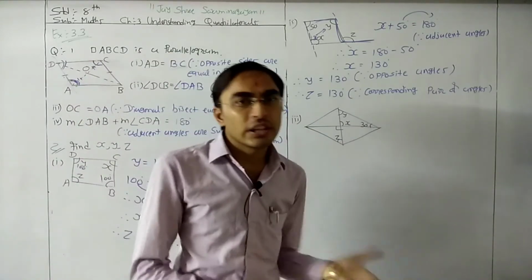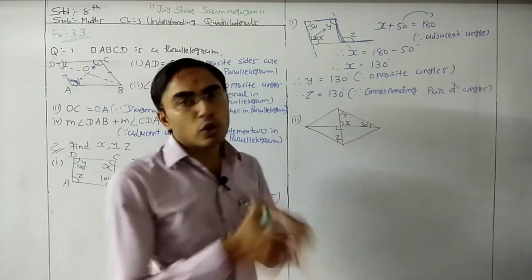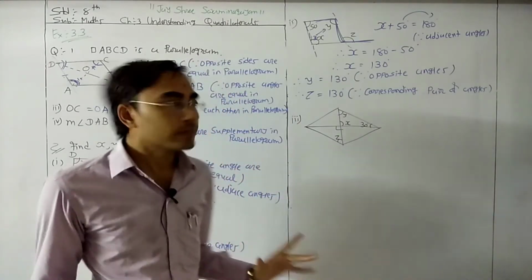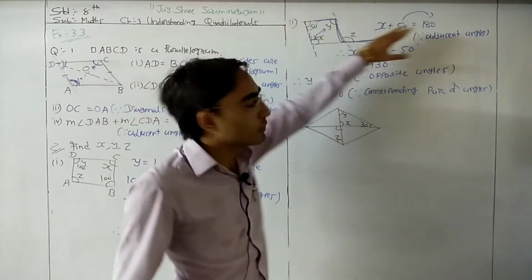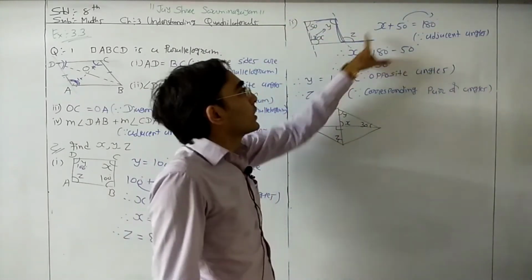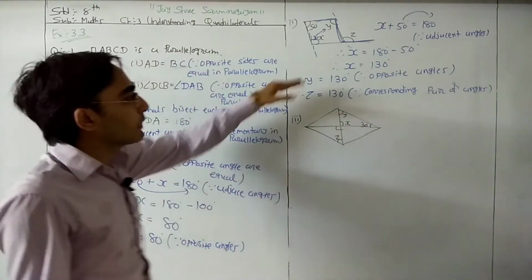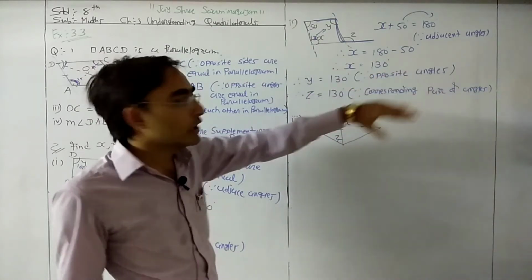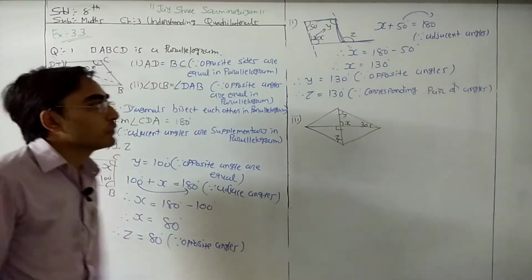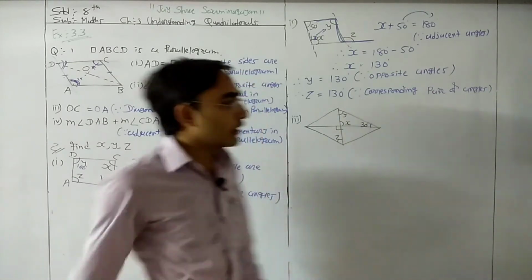So initially I already told you that we have lots of ways here. We can use any way. First of all I used this way: x plus 50 is equal to 180 degrees, adjacent angles. Transferring 50 to the right hand side, we get the value of x as 130 degrees. From that we can say that y is equal to 130 degrees because of opposite angles, and z is equal to 130 degrees by corresponding pair of angles, otherwise alternate interior angles.